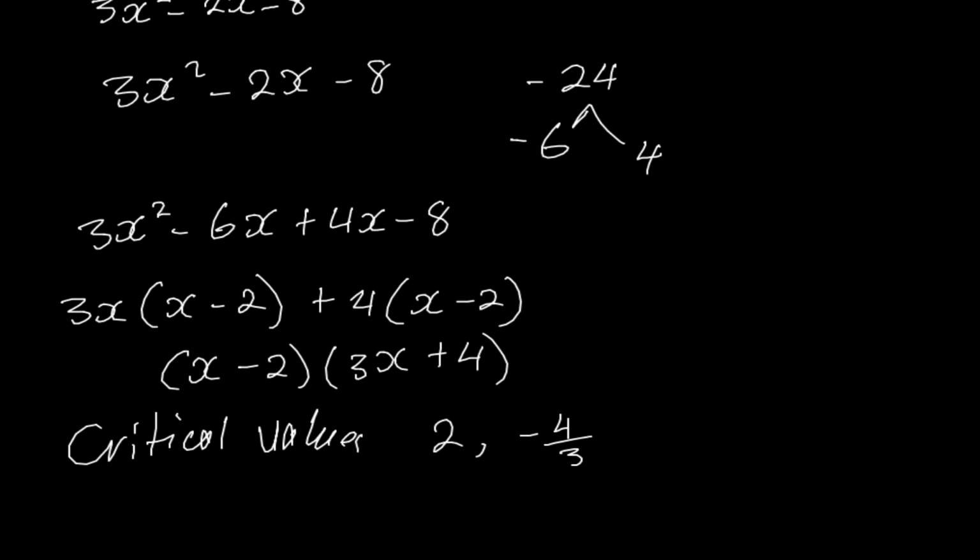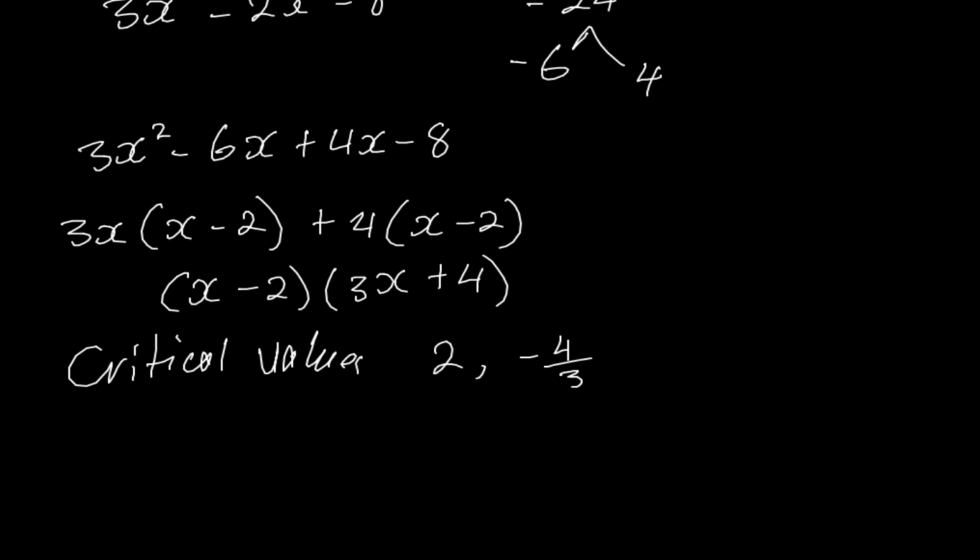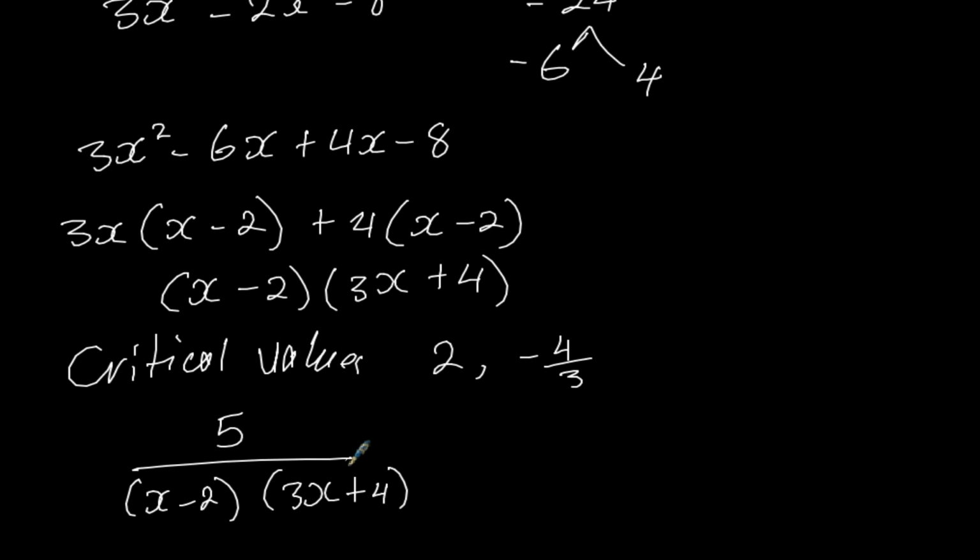So remember our question is 5 over that quadratic expression in x, which we factorized, and we got x minus 2 times 3x plus 4, should be greater than 0.